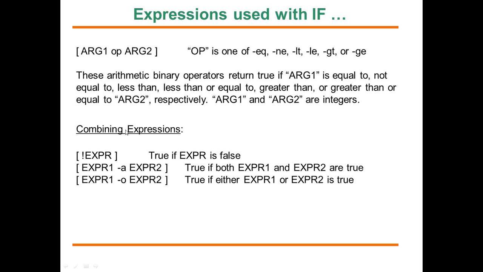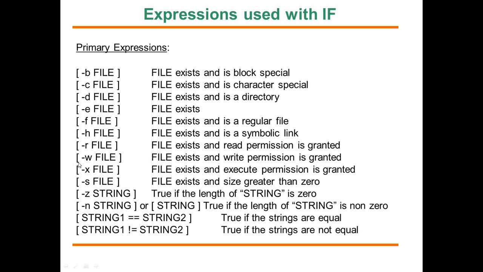And similarly I can combine multiple expressions here. So I can just simply say if negation of expression, it works in the opposite way. I can say expression 1 and -a expression 2, and I can say expression 1 or expression 2, like x greater than 5 and y less than 6, or x greater than 5 or y less than 6. I can combine various expressions. Since I am using these expressions in the middle and these are not commands, I have to place them in left bracket and right bracket. Basically the left bracket and right bracket work as a test condition.